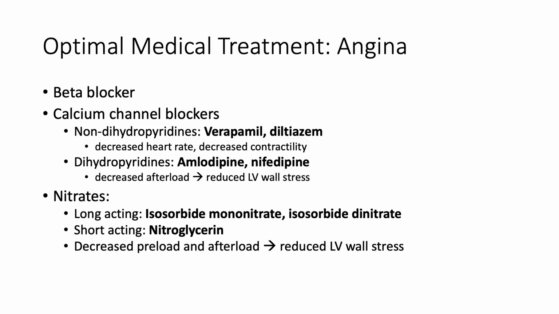And we also have our nitrates, long-acting nitrates like isosorbide mononitrate and dinitrate, and your shorter-acting nitroglycerin. These are venodilators and vasodilators, so they're going to decrease preload by dilating veins, and they're going to decrease afterload by dilating arterioles, and that's going to reduce your LV wall stress, and that lowers your myocardial oxygen consumption.